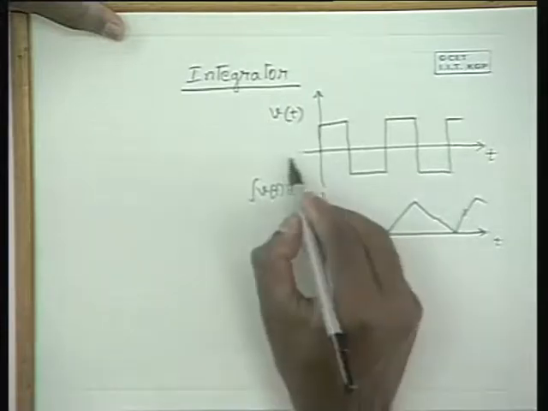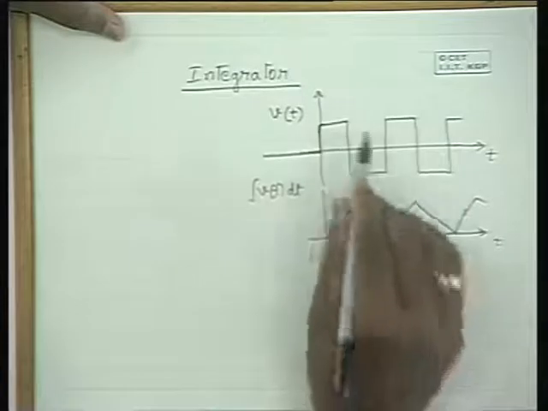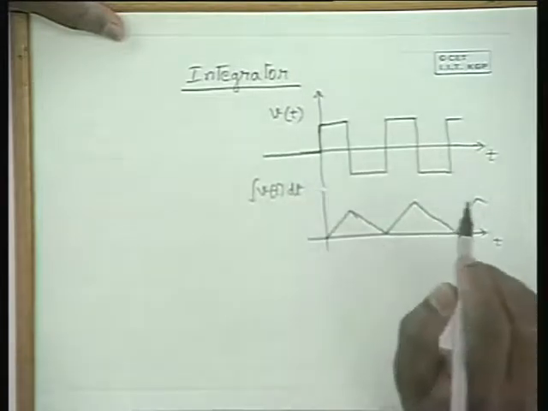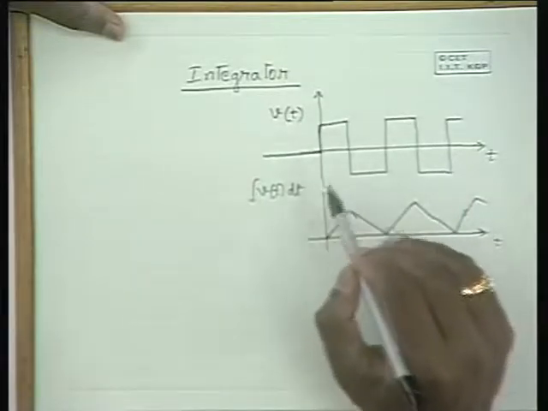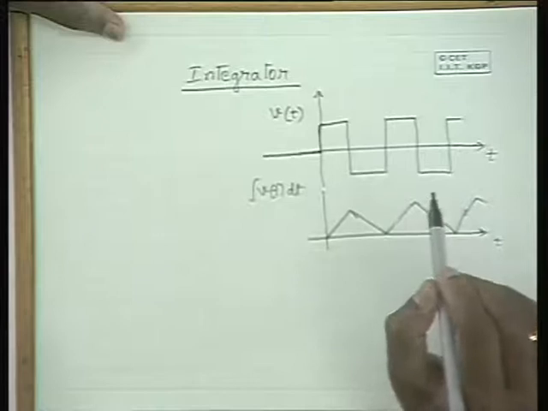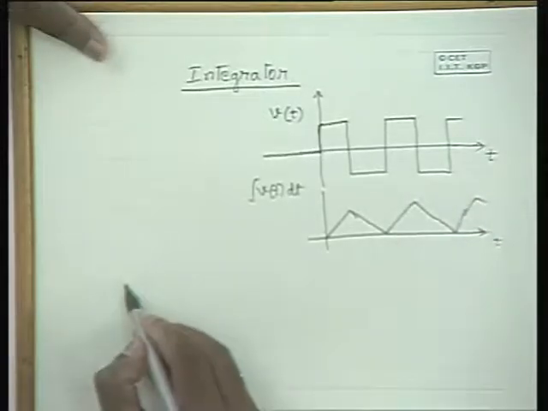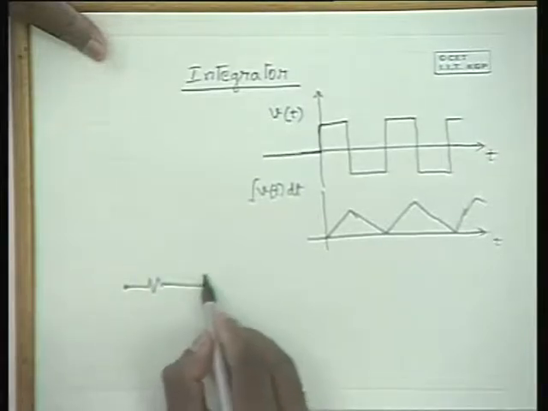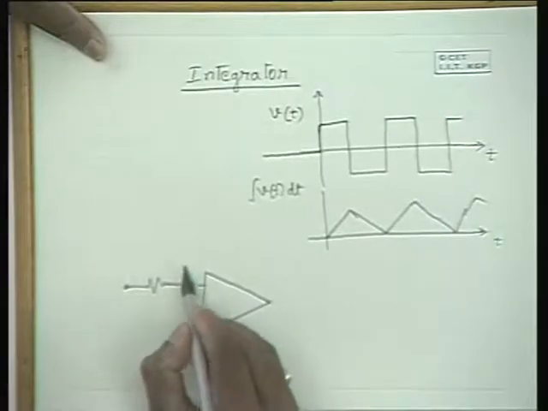Integration starts from 0, assuming that prior to that the input is 0, so this is the integration of this waveform. What I mean by integration is that the integrator integrates the input waveform and gives the integrated version as the output. And a circuit which can do this function using an op amp is as shown here.